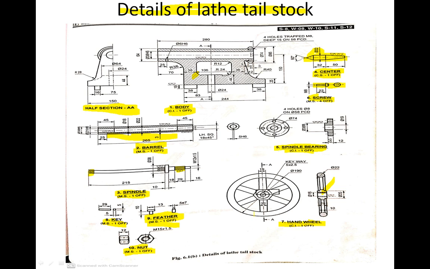So these are the different parts, that is 10 parts, but in the exam not all the parts will be asked, only a few parts, that is 2 or 3 parts, you have to draw the details of. So these are the details of the lathe tailstock, and you have to draw all these details of the tailstock in your sketchbook. Okay, thank you.